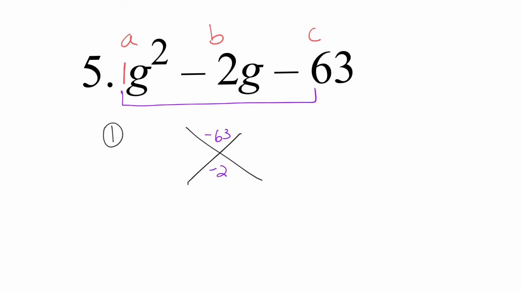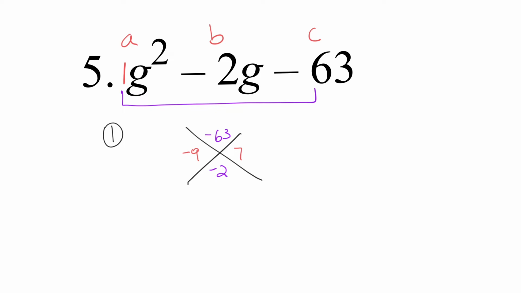B is negative 2. Two factors that multiply to negative 63 and add up to negative 2. I'm thinking of negative 9 and 7. So negative 9 times 7, that would be negative 63. And negative 9 plus 7, that would be negative 2. So make sure you guys check this step.